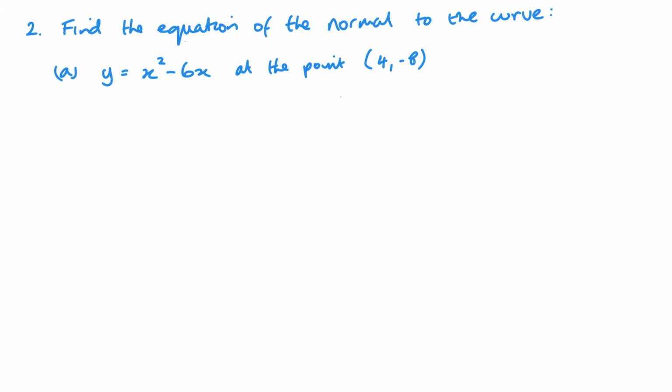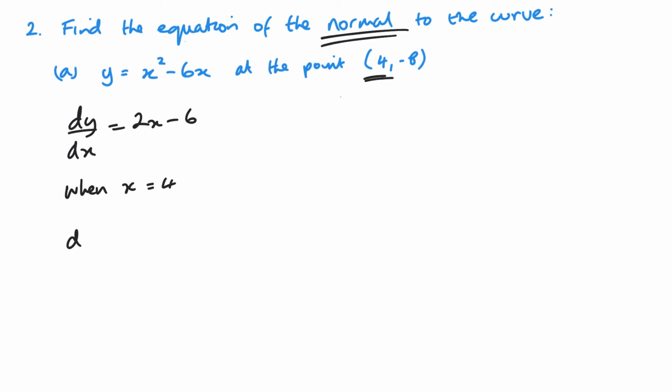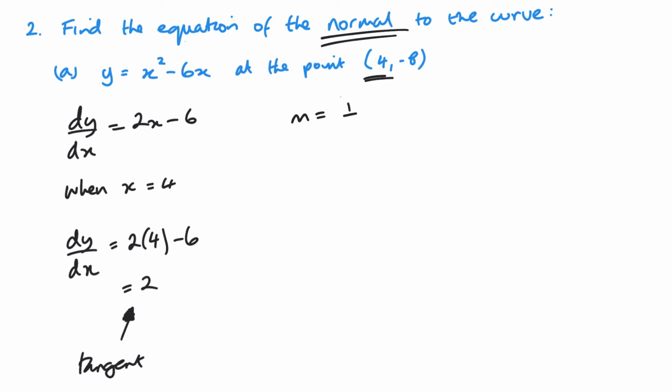Okay, second question now. So this time you can see we're finding the normal. Start the same: dy by dx equals 2x minus 6. Substitute my x value in, so when x equals 4, dy by dx equals 2 lots of 4 minus 6. 2 4s are 8, 8 minus 6 is 2, so this gradient is 2. Now this is the tangent. We want the normal, so the gradient of the normal is going to be 1 over the tangent's gradient and change the sign.